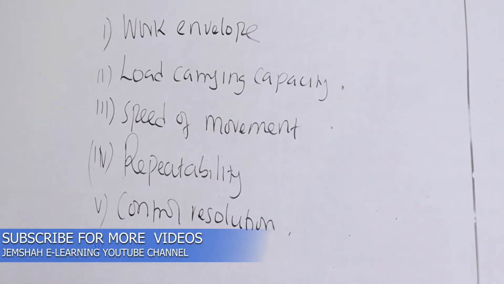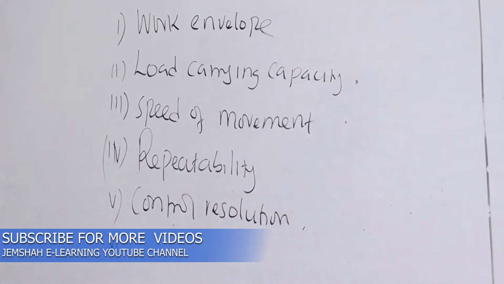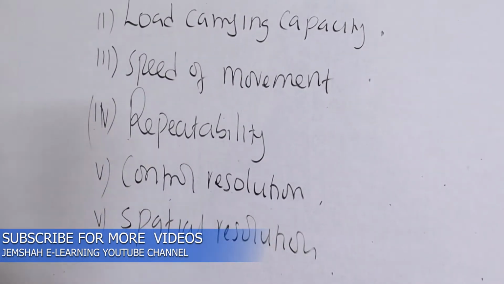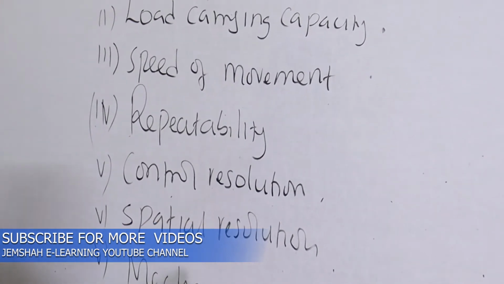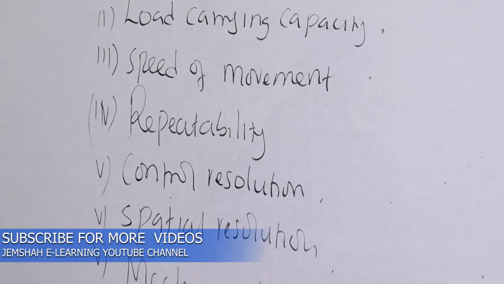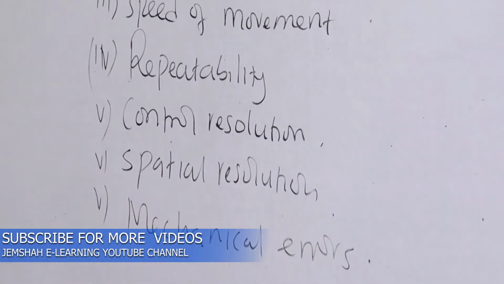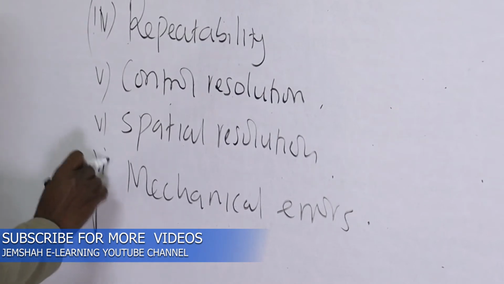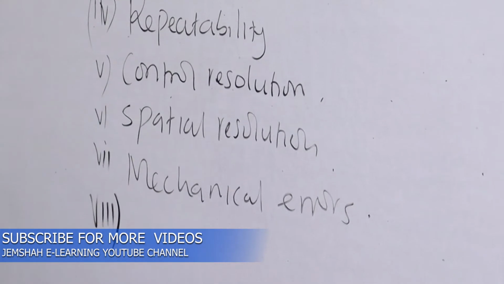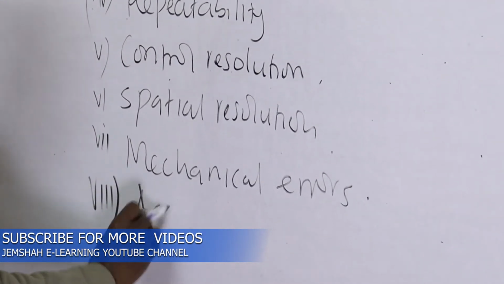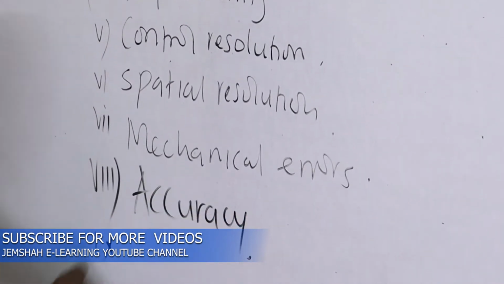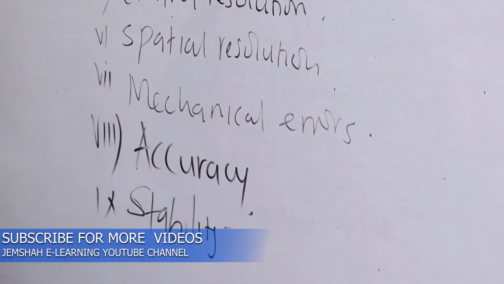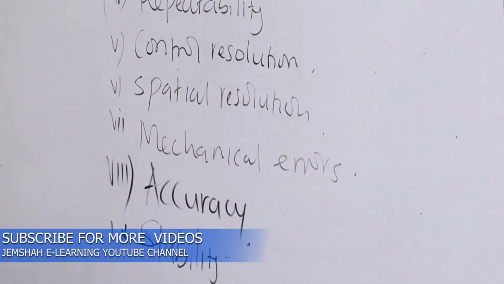Number six, we can talk about another specification, and that is what we call spatial resolution. The next one, we can talk about mechanical errors. And also the next one, which is the accuracy. So the one should be number 7, number 8, and we've said that number 8 is accuracy. And finally, we can talk about number 9, which is stability. Those are the robot specifications that we are going to talk about.